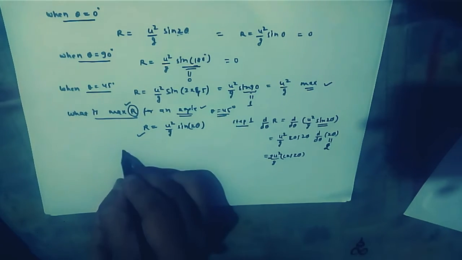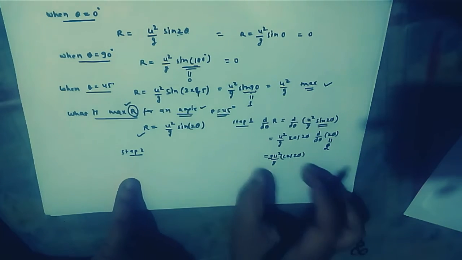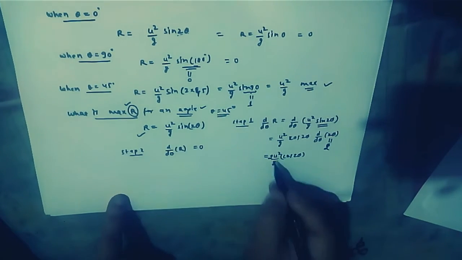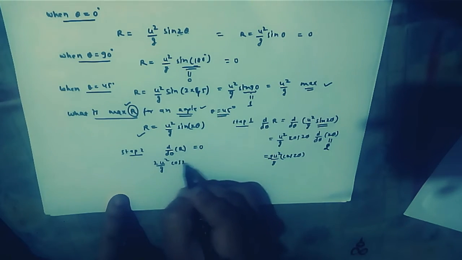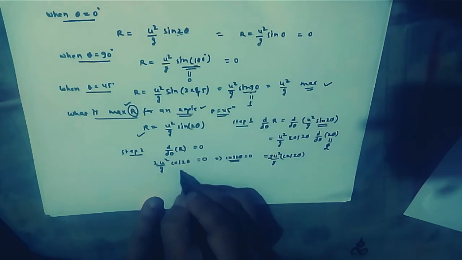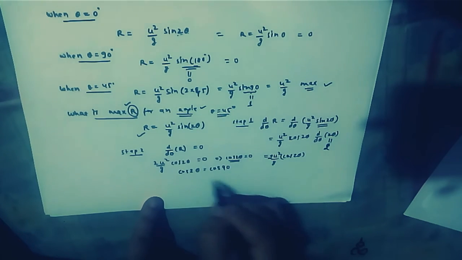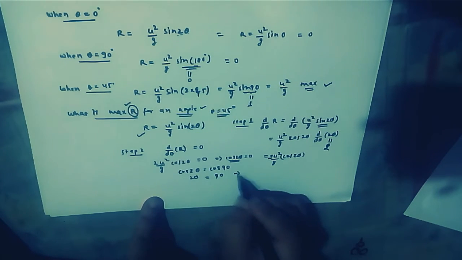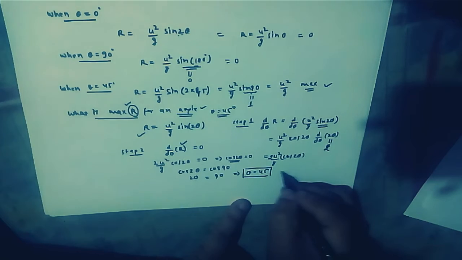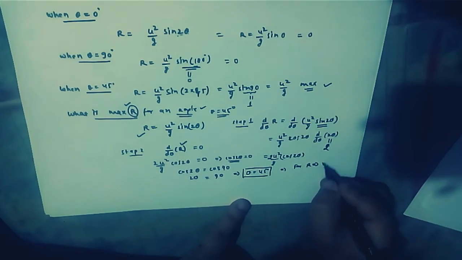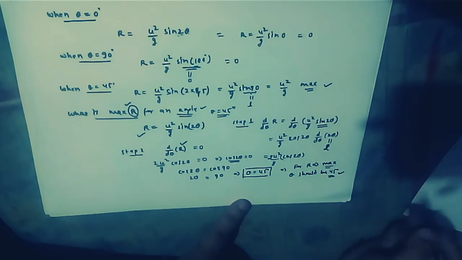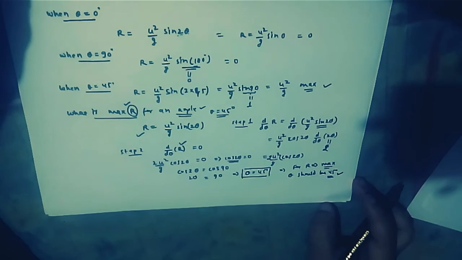For the second step, you put this value equal to 0, meaning d R by d theta is equal to 0. So 2u squared by g into cos 2 theta is equal to 0. It means cos 2 theta is equal to 0. Cos is 0 only when the angle is 90 degrees, so 2 theta is equal to 90 degrees. So your theta should be 45 degrees for R to be maximum, right? So for R to be maximum, theta should be 45 degrees. That is your solution. So for now we will wind up this. Thank you very much.